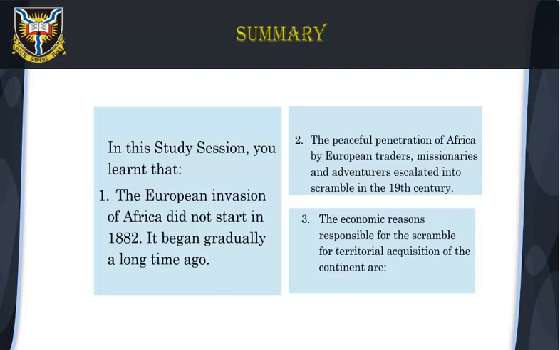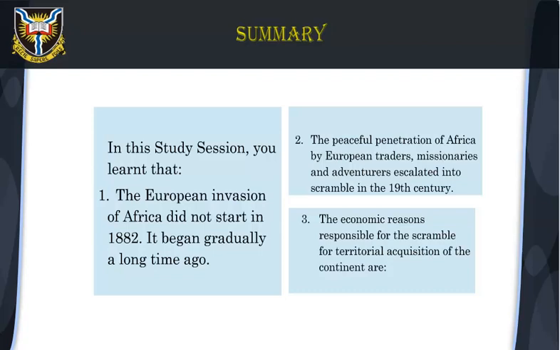Summary. In this study session, you learned that: 1. The European invasion of Africa did not start in 1882. It began gradually a long time ago. 2. The peaceful penetration of Africa by European traders, missionaries, and adventurers escalated into scramble in the 19th century.